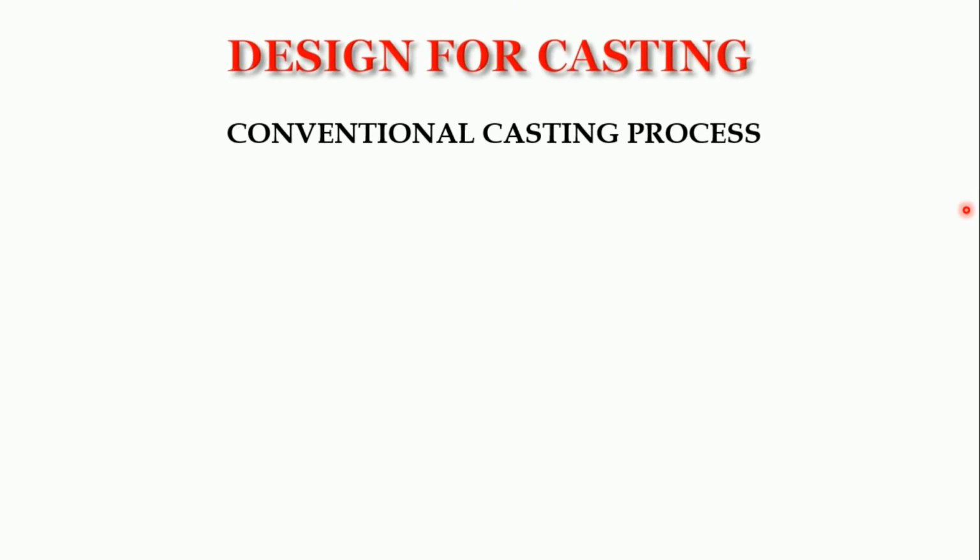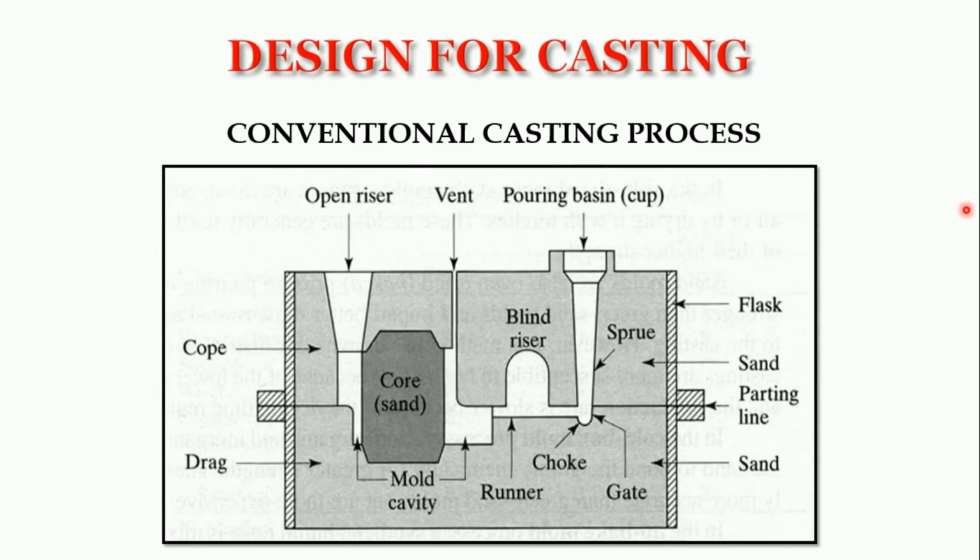Now we come to design for castings. What are the conventional casting processes? Here the diagram shows the conventional casting processes. There are different parts of a conventional casting: the cope and drag, the pouring basin, sprue, gate, runners, mold cavity, blind risers and open risers, and the vent. These are the general casting processes.